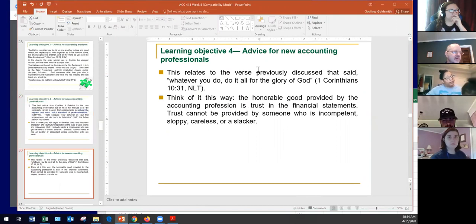This relates to the verse previously discussed that said, whatever you do, do it all for the glory of God. Think of it this way. The honorable good provided by the accounting profession is trust in the financial statements. Trust cannot be provided by someone who is incompetent, sloppy, careless, or a slacker.